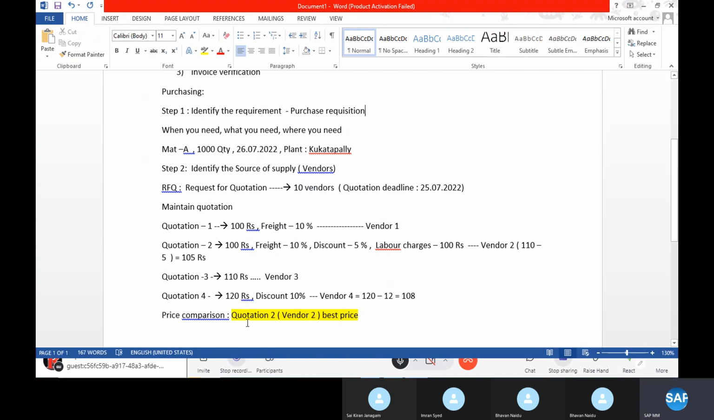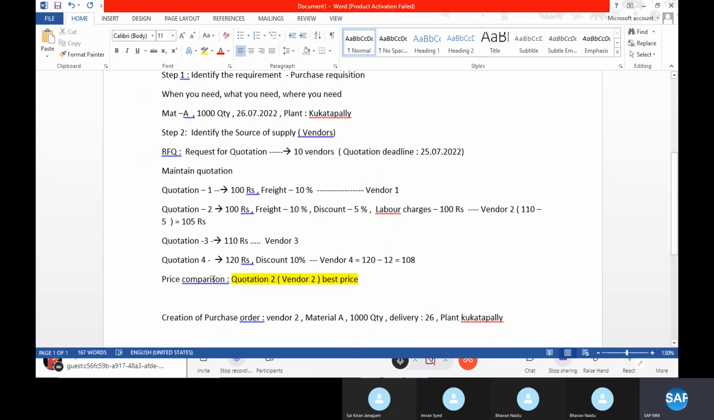Okay, and now my question is, what is the difference between a purchase order and a purchase requisition? What do you understand here? Purchase requisition means what is the requirement, what we need, and purchase order is whatever we need, we are placing the order with the supplier or vendor, whoever it is.